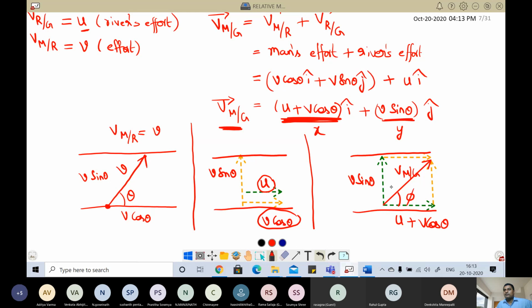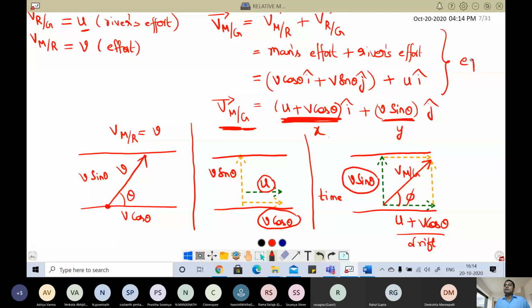It will make some other angle phi. Okay, so anyway, for us, we have to finally reach this point. We have to know the x component of velocity of man with respect to ground like this, and y component. Why? Because y component is used for finding out time and x component is used for finding out drift. So finally we have to reach this point either by equation method.